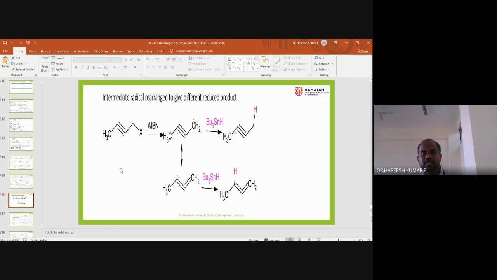What it means is that some of the intermediates rearrange and give rise to a different product. Suppose this moiety is treated with tributyl tin hydride, there will be a new bond formation between this radical and the hydrogen radical. So that is how the product is obtained. With this, I will go to the next slide.